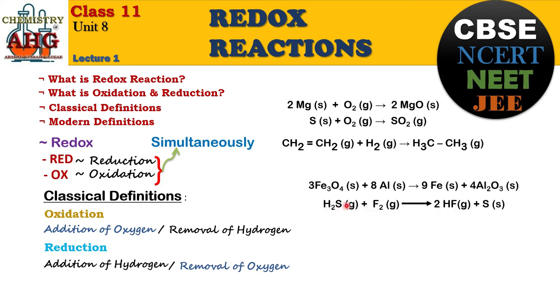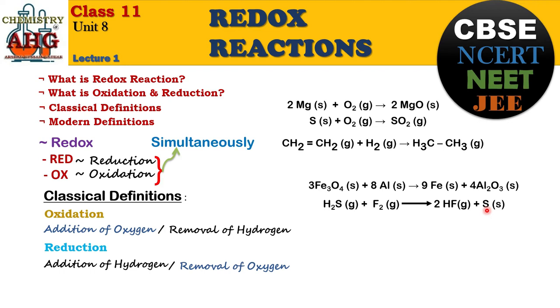Which element has gained hydrogen during the reaction? Sulfur was having two hydrogen. After the reaction sulfur is having no hydrogen. So sulfur has lost hydrogen. Loss of hydrogen, removal of hydrogen, what is it known as? Look at the definition. It is known as oxidation. So it means sulfur has been oxidized. Sulfur has been oxidized.